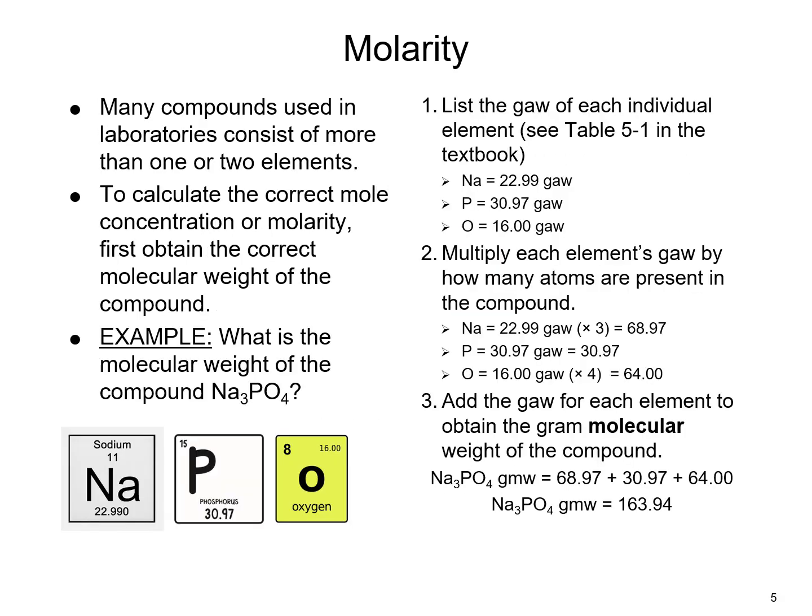Many of the compounds that we use in the laboratory consist of more than just 1 or 2 elements. So in order to calculate the correct mole concentration, or the molarity, of that particular solution or compound, first we need to make sure that we calculate the correct molecular weight of that compound. For example, if we want to determine the molecular weight of trisodium phosphate, or TSP, then we would first need to make sure that we calculate the correct gram atomic weight for each of those elements and their combination within that particular compound.